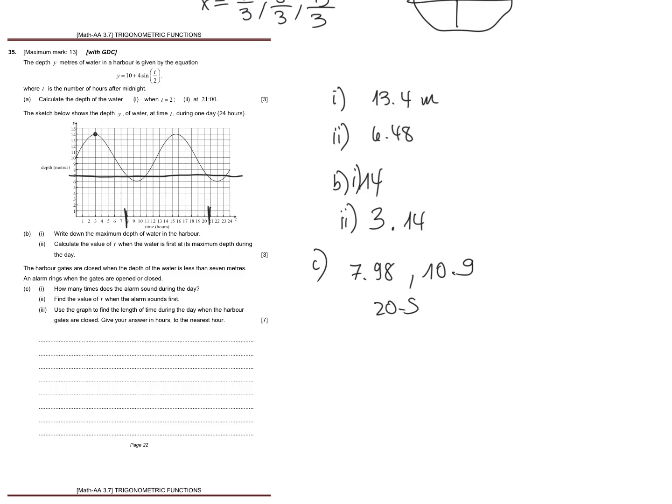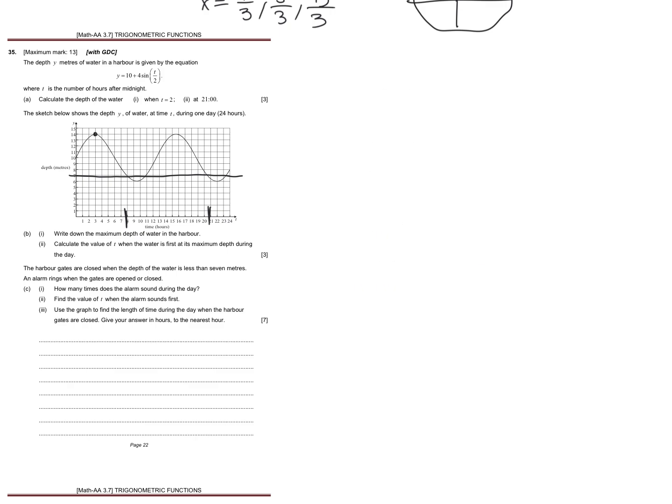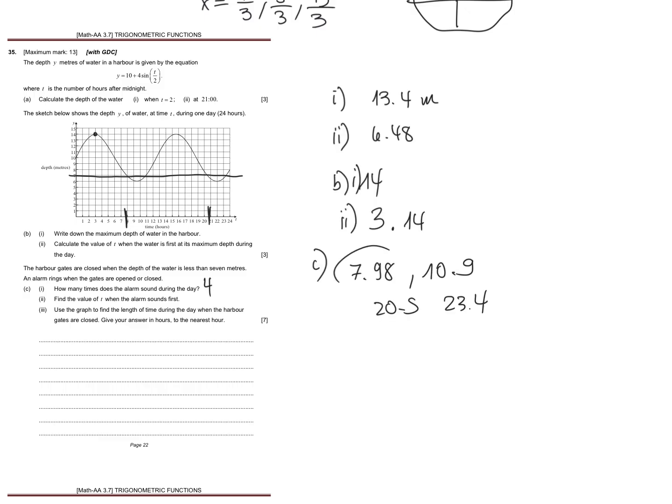And then it's going to ring 4 times. I'm just getting those actual values. 23.4. So 4 times, and the value of T when it first alarms is 7.98.